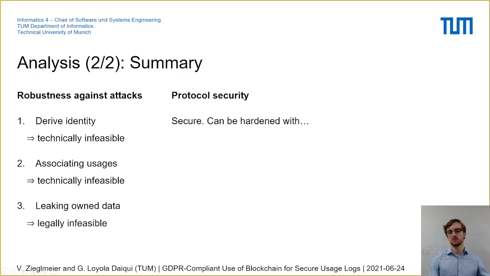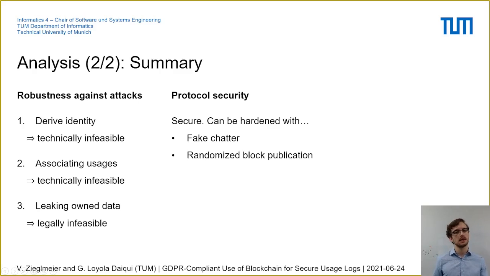So we summarize. The protocol is secure, but beyond that, it can even be hardened relatively easily with 2 steps. So by adding fake chatter, we can hide real requests even better. Secondly, the block publication can be randomized, therefore hiding association between occurring communication and new blocks. Now with all of that, we conclude that the system is sufficiently secure and can be hardened even further. But of course, this is not all, right? We still require GDPR compliance. So do we actually do it? Do we actually have it?